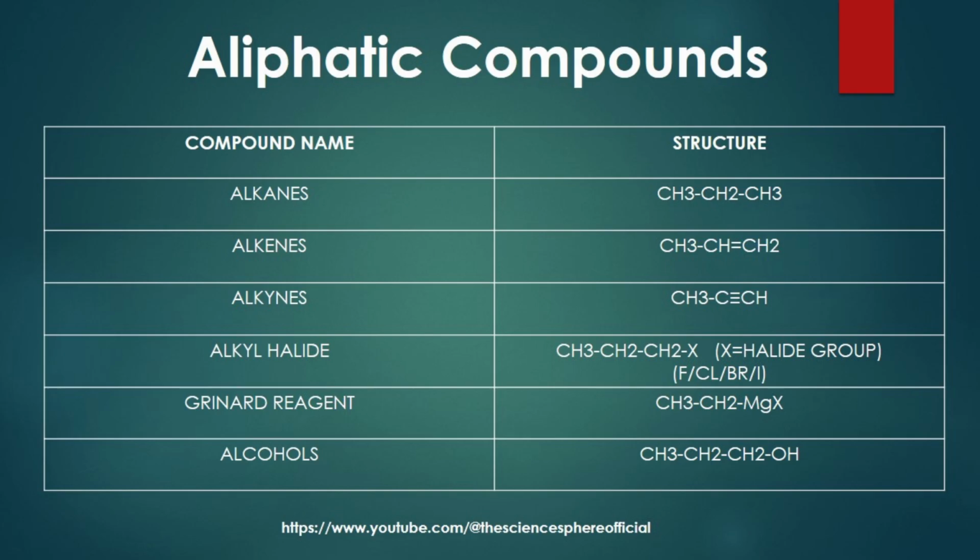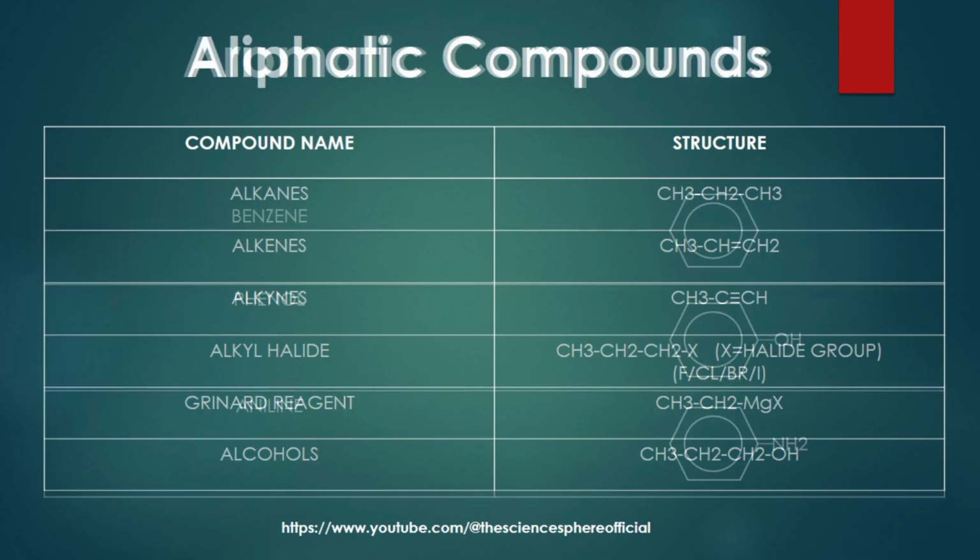Now you can see, I've added a few examples for both types of compounds. This slide shows examples of aliphatic compounds, along with their structures. I've included alkanes, alkenes, alkynes, alkyl halides, Grignard reagents, and alcohols. If you look closely, you'll notice that all of them have straight or branched bonds, no ring shapes. That's a key feature of aliphatic compounds.